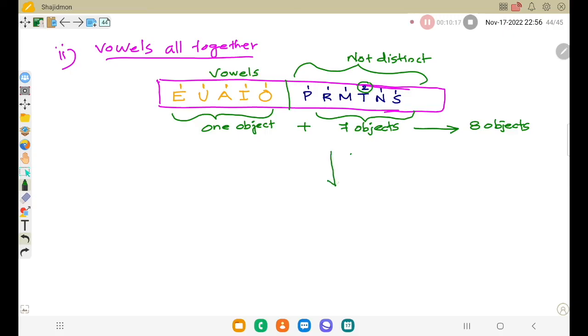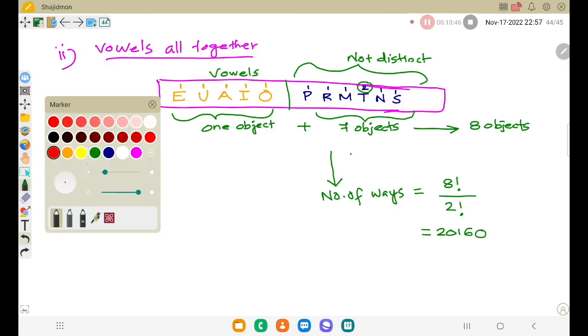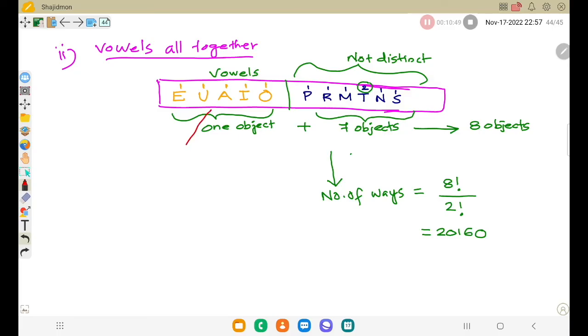So how many permutations totally can we form? Number of ways equals, not distinct means what was the rule? N factorial divided by P1 factorial, P2 factorial, like that. So N factorial means 8 factorial divided by which letter is repeating? T letter 2 times, 2 factorial. Correct? What will be that number? 20160. You can check by calculator. 20160. Correct? Now think about the first part now.